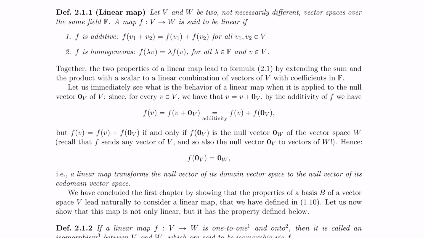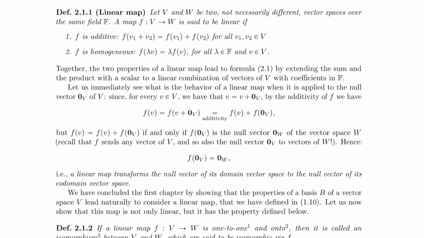By definition, the null vector is the neutral vector with respect to the sum. That is, we can write every vector v as v plus the null vector. So, if we apply f to v, it is like applying f to v plus the null vector. Using the property of additivity, we can write this as f of v plus f of the null vector. But as you can see, here we have the equality if and only if this element here is the null vector of W. So to conclude, we have this, and then we can say that a linear map transforms the null vector of its domain into the null vector of its codomain.